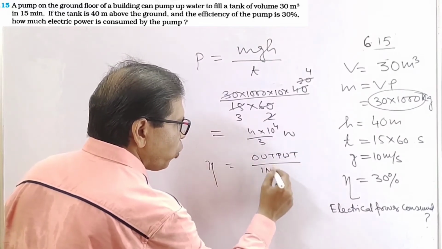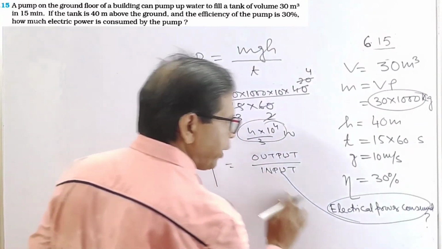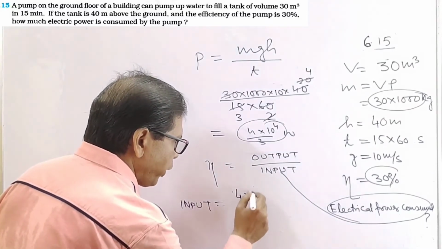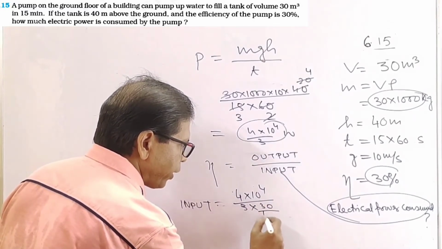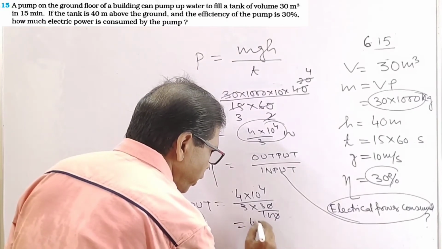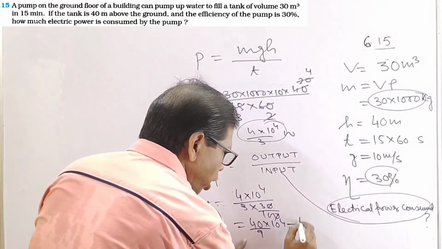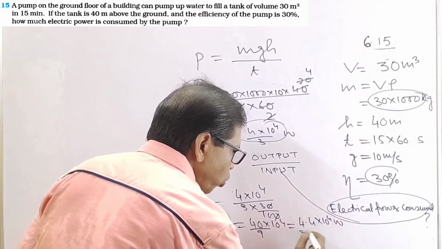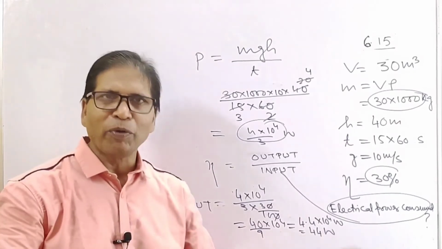Now we know the output; we have to calculate the input. The input, that is the electrical power, is equal to 4 into 10 to the power 4 divided by 3 into 30%, that is 30 by 100. This and this cancel out. So it is 40 into 10 to the power 4 divided by 9, which is 4.4 into 10 to the power 4 watt. So 44 kilowatt is the electrical power consumed by the motor.